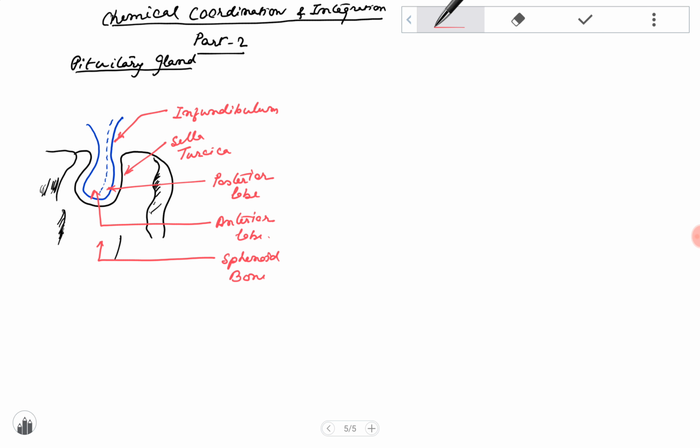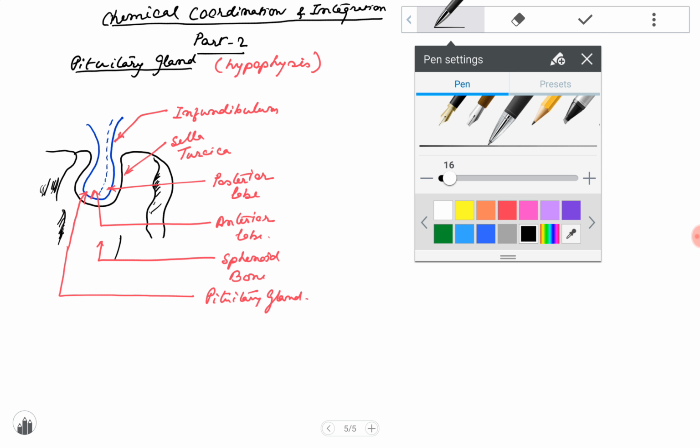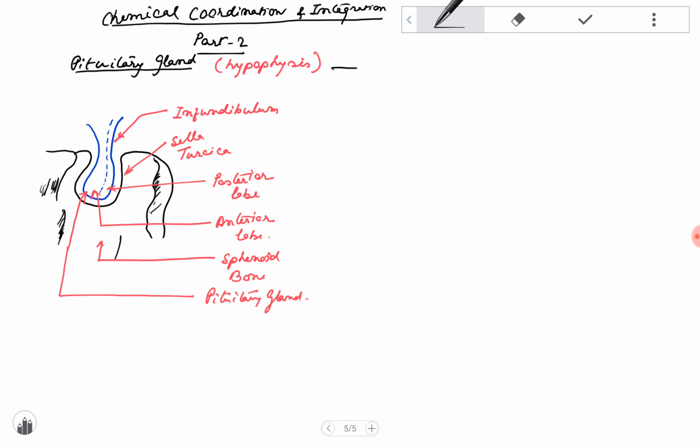So this is the anterior lobe, the posterior lobe we have studied, and this is the pituitary gland. Now, anatomically, the pituitary gland is also called the hypophysis. This hypophysis is anatomically divided into two parts.